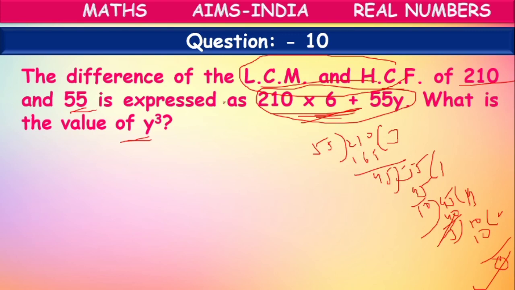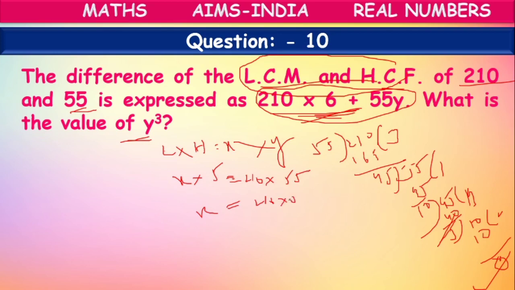5 is the HCF. But what we know is, LCM into HCF equals first number into second number. Here let us take LCM as X. HCF is 5. First number is 210, second number is 55. Now what will be the value of X? 210 into 55 by 5. 5 will come down. 5 11s are 55. 210 into 11 is 2310. This is the LCM value.